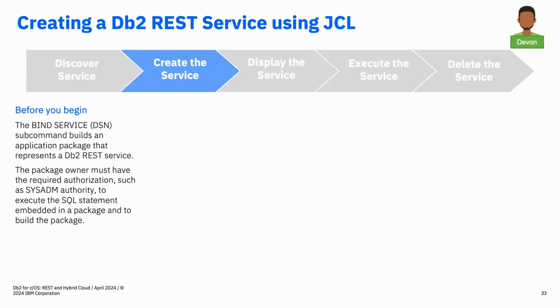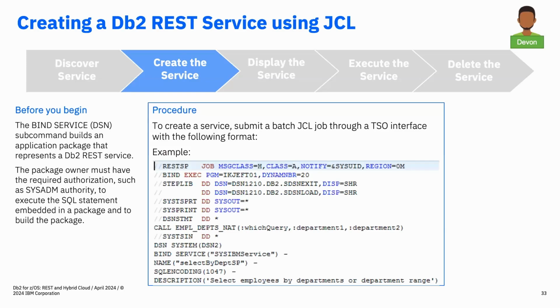Another way to create the service would be using that bind service subcommand that I mentioned as another way to manage the services. So if you're creating the service and you want to do that with the bind subcommand, you'll submit a batch JCL job. This is a screenshot from IBM Explorer, which is an Eclipse-based user interface. You can also use this in a TSO interface, and this is an example of how you would create a service. This one in particular is using a stored procedure. So you would bind it, and then you would name it, select by department stored procedure in this particular example.